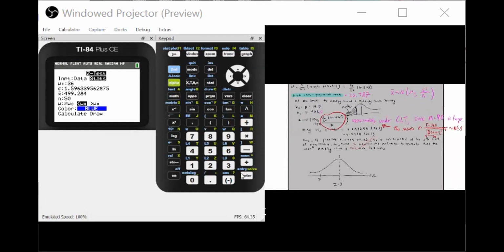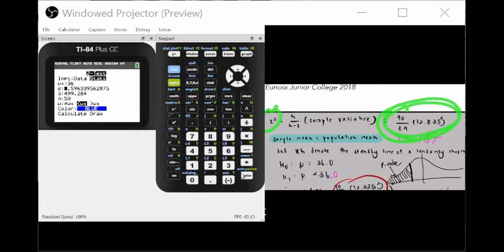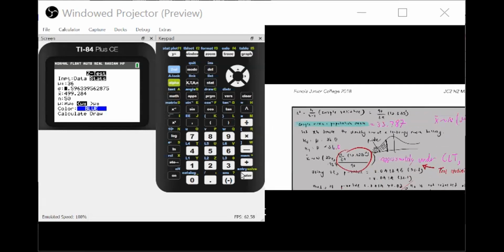And what's your sigma? In this case, sigma will just be replaced with s. So we know s squared is 90 over 89, this fellow, right? Instead of sigma it is s now. So we want to find out our s. You just take the square root of the 90 over 89, but you ignore the denominator 90. Focus on the numerator, then you take the square root.